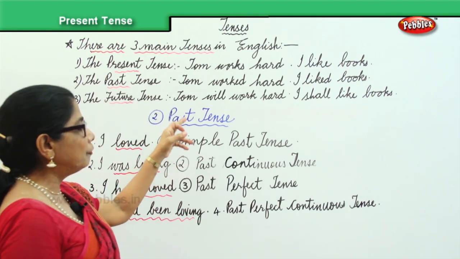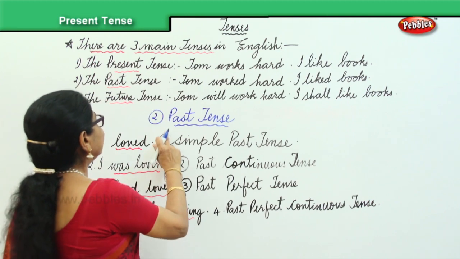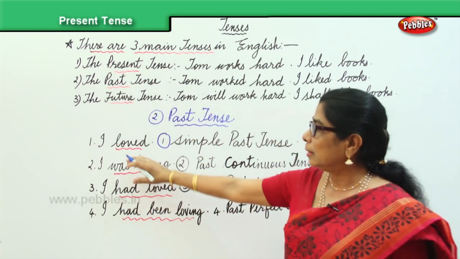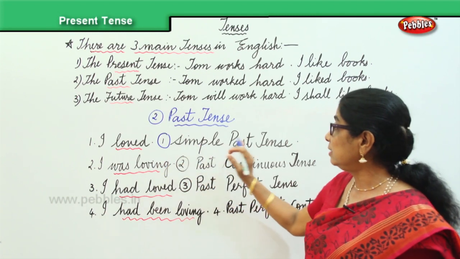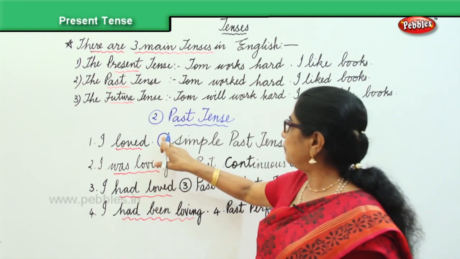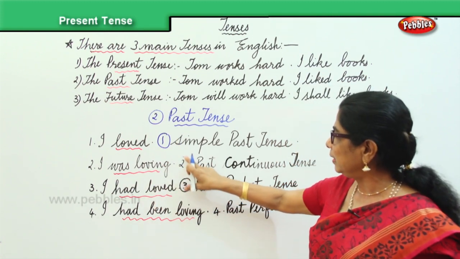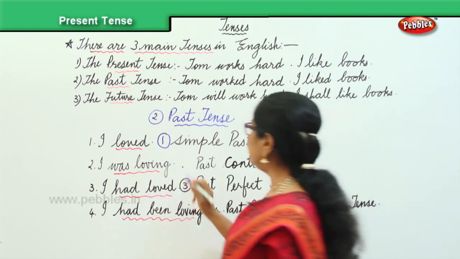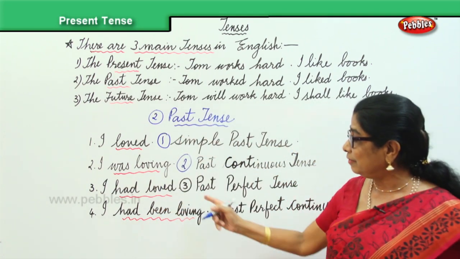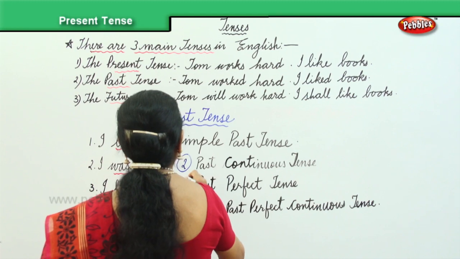In the past tense, we have 4 different forms. The first being the simple past tense. And the verb is loved. I loved. So, first, simple past tense. I loved means it is simple past. Was loving. The verb was loving says it is past and continuous tense. And the third verb had loved says it is past and perfect tense.